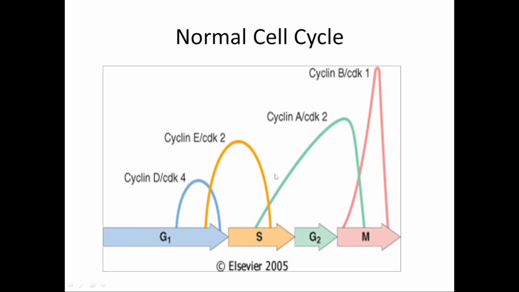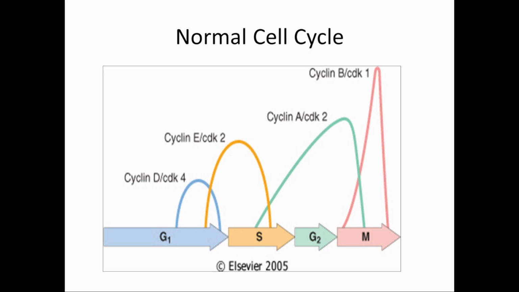So what about cyclin-dependent kinases and cyclins? They are important in the progression of the cell cycle. Cyclin D and cyclin-dependent kinase 4/6 are important in the progression from G1. Cyclin E and cyclin-dependent kinase 2 are important in the progression from G1 to the S phase. Cyclin A and cyclin-dependent kinase 2 are important in the progression of the cell to the M phase. Cyclin B and cyclin-dependent kinase 1 are important in the progression into the M phase.